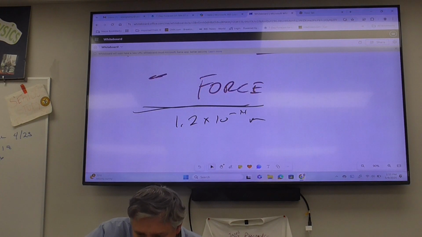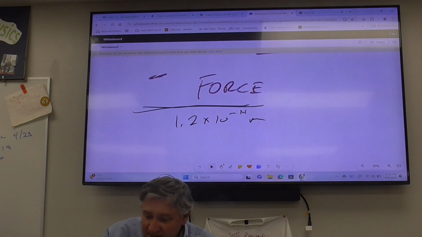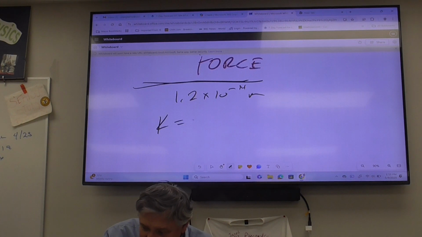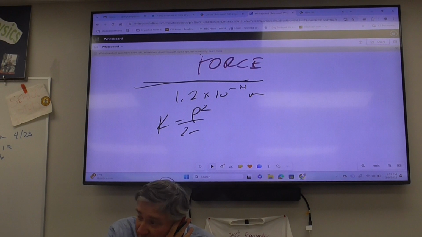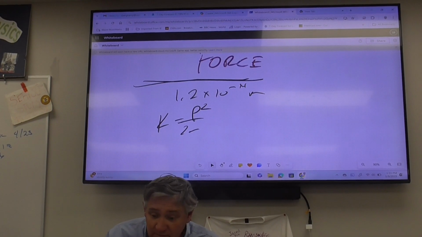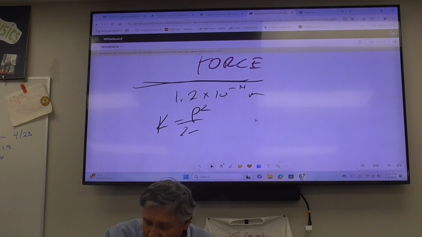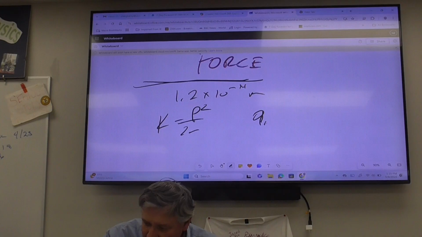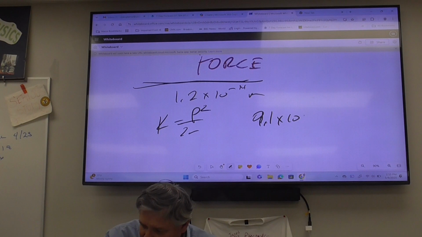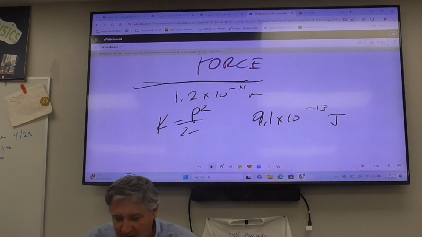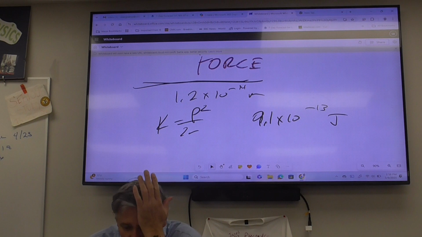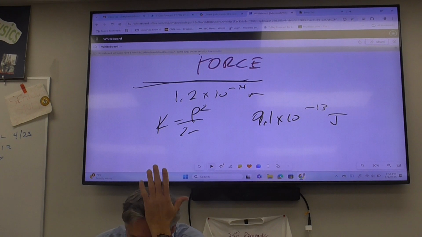So on B, you're going to calculate the kinetic energy. Again, if you wanted to use that kinetic energy equals P squared over 2M, that saves you a little bit of hassle. Or you can go old school and find the velocity and plug that into 1/2 mv squared. No matter what you do, you should get 9.1 times 10 to the negative 13th joules as your answer to B, not C.